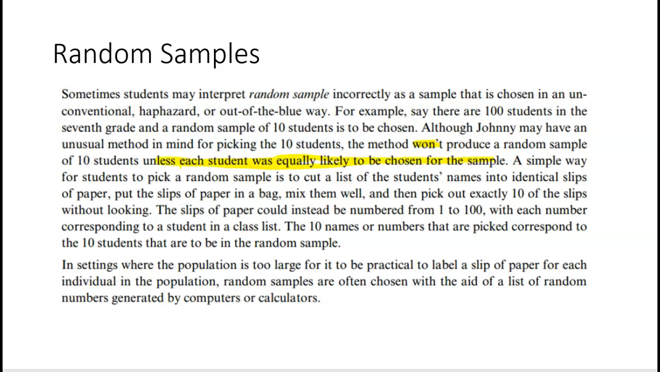A simple way for students to pick a random sample is to cut a list of students' names into identical slips, put them in a bag, mix them, and then pick exactly 10. And the slips of paper could instead be numbered from 1 to 100, and then each number corresponds to a student. That is a way to pick a random sample. In settings where the population is too large to do a slip of paper, like every registered voter, random samples are often chosen with the aid of random number generators by computers or calculators. And we'll pause there, and when we come back, we'll do some examples.